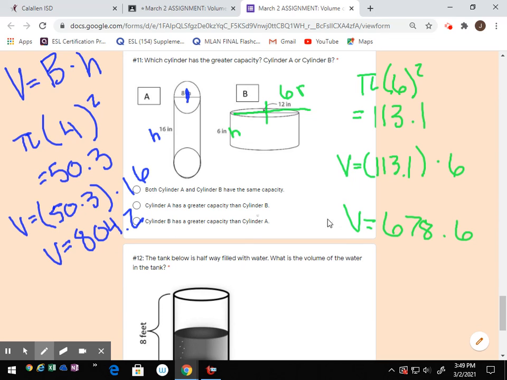If we look at these two volumes, we can see that cylinder A is going to have a greater volume than cylinder B. So B is our correct answer.